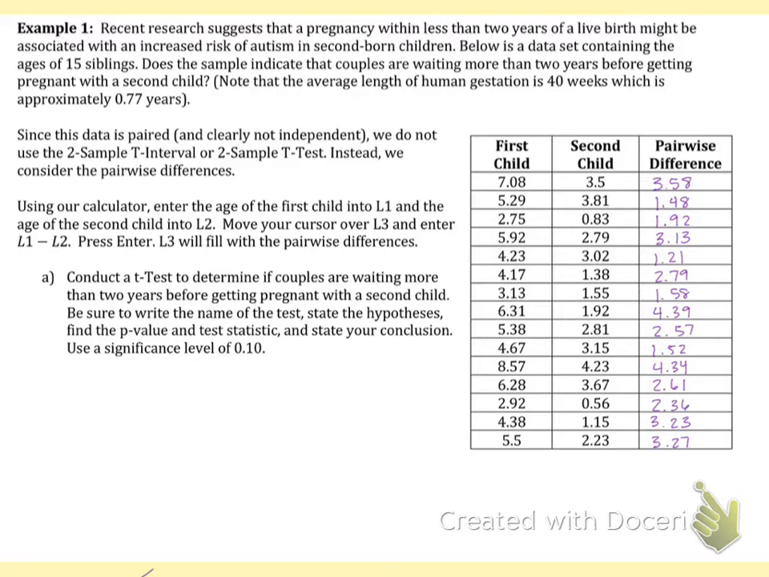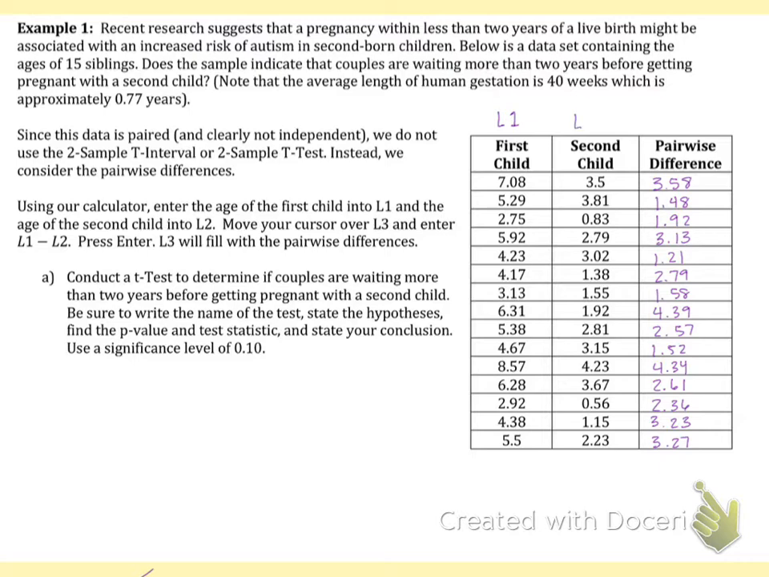So notice that we have two different samples here. Sample 1 consists of the ages of the firstborn children, and sample 2 are the ages of the secondborn children. So these children are connected because they're siblings, they're from the same family, and that's why this is a paired t-test.